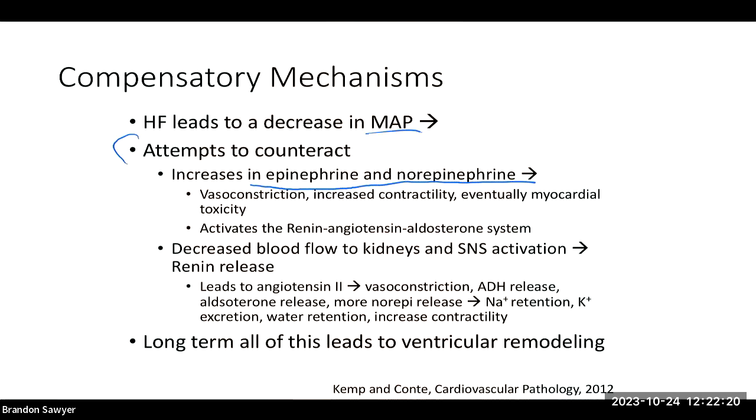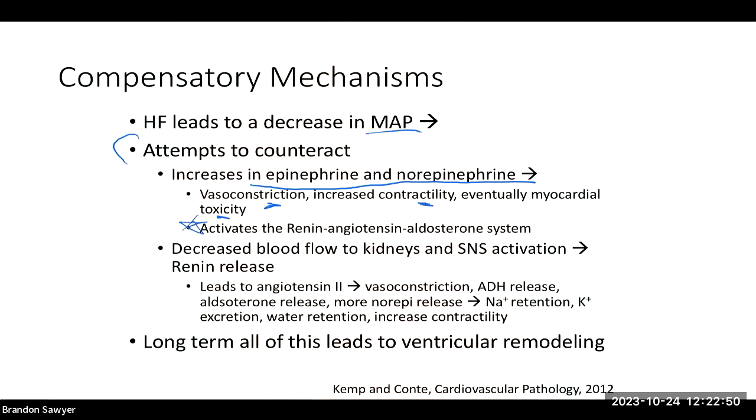So it activates our sympathetic nervous system, releases more epinephrine and norepinephrine, which is going to cause vasoconstriction and increase our contractility so we can pump harder. But eventually, over many years of high levels of epinephrine and norepinephrine binding to the heart, that leads to toxicity of the myocardial tissue. Your heart isn't designed to always have increased sympathetic nervous system activity, right? So that leads to toxicity.